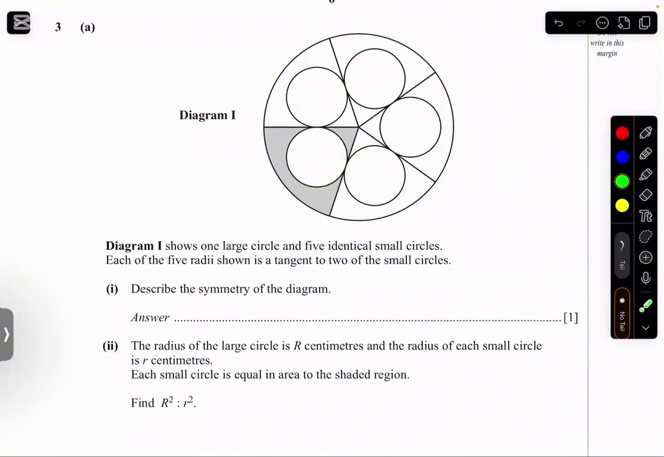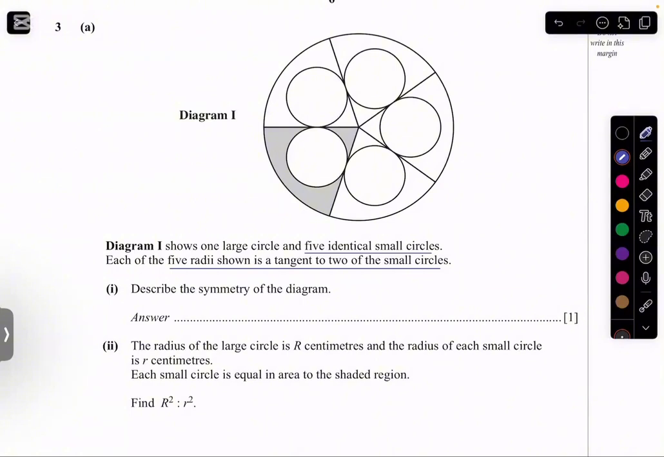So each of the 5 radii shown is tangent. Now this is the hint. This is very important. Please, when you are solving a question, underline the keywords. 5 identical circles, this is the most important thing to underline. Each of the 5 radii shown is a tangent to 2 of the small circles. Again, this part is very important, and this leads you to a certain property which we'll be discussing soon.